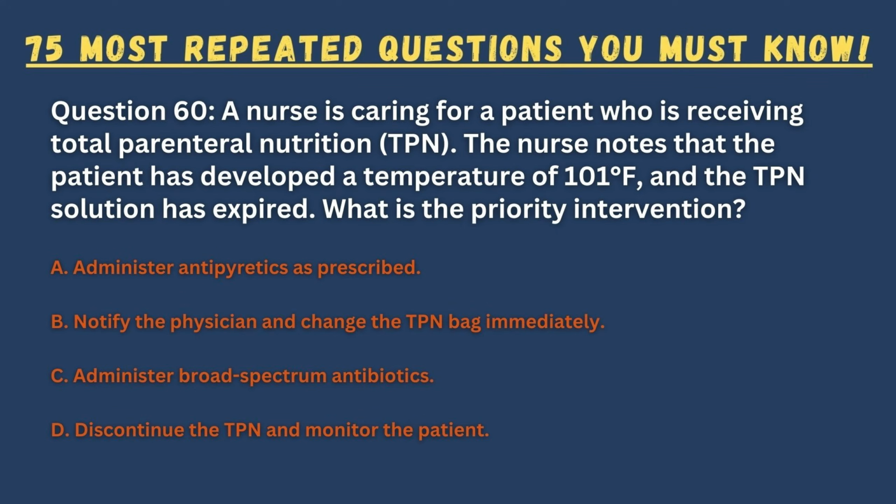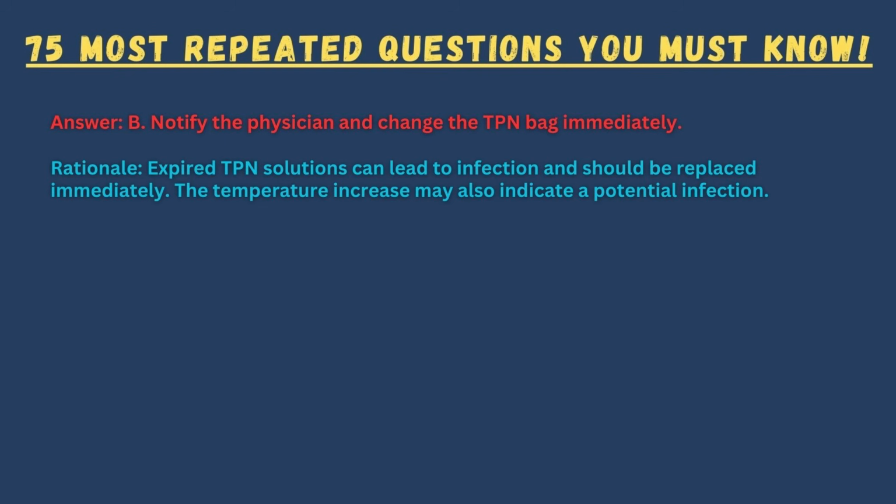A. Administer antipyretics as prescribed. B. Notify the physician and change the TPN bag immediately. C. Administer broad-spectrum antibiotics. D. Discontinue the TPN and monitor the patient. Answer. B. Notify the physician and change the TPN bag immediately. Rationale. Expired TPN solutions can lead to infection and should be replaced immediately. The temperature increase may also indicate a potential infection.